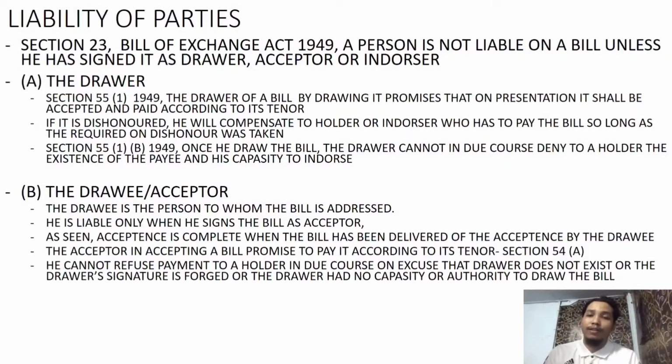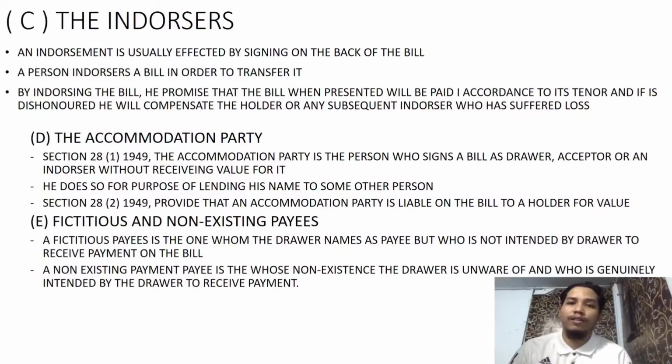The acceptor in accepting a bill promises to pay it according to its tenor. Section 55, subsection 2(a). He cannot refuse payment to a holder in due course on the excuse that the drawer does not exist, or the drawer's signature is forged, or the drawer had no capacity or authority to draw the bill. Okay, number 3 is the endorser.